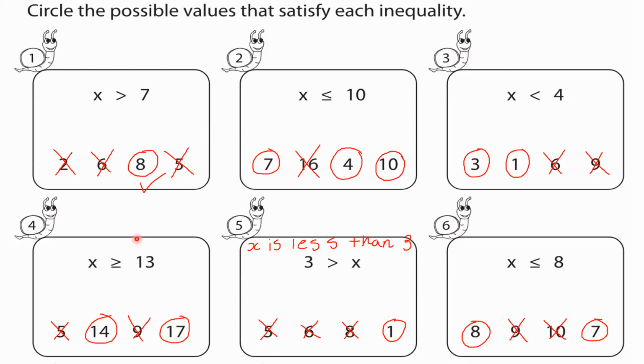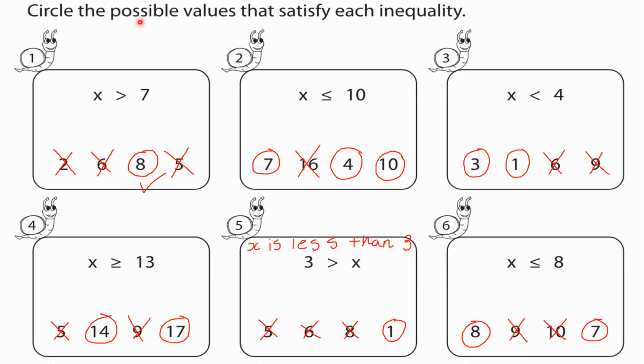Yes, sir. Do you understand how we're getting our answers? Explain why we have our answers for x is greater than or equal to 13. The reason is because the sign says x has to be greater than or at least equal to 13. So number 5, greater than or equal to what? x is greater than or equal to 13.